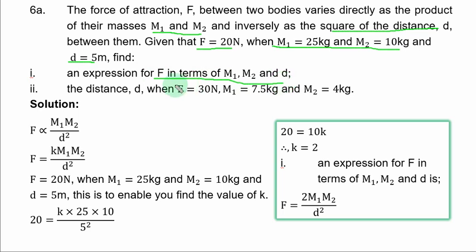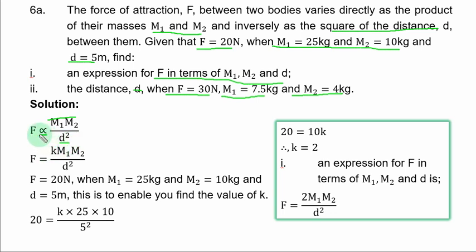Roman figure 2, the distance d when the force is 30 Newton, the first mass 7.5 kilogram, the second mass is 4 kilogram. Solution: the force varies directly as the product of the masses m1 and m2, that is the numerator, and inversely as the square of the distance, that is the denominator. In variation, we always do away with the symbol of variation.